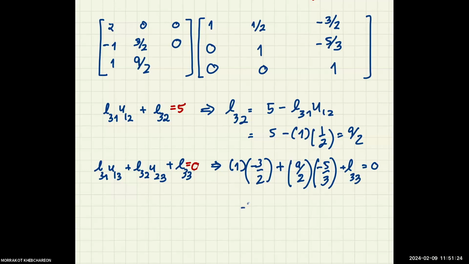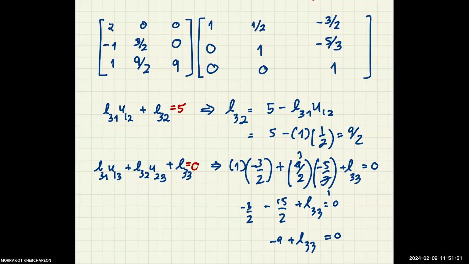So this is minus 3/2 times 3, 15/2 plus L33 equal to 0. So it's minus 18/2, is minus 9, plus L33 equal to 0. So L33 is 9. Okay.